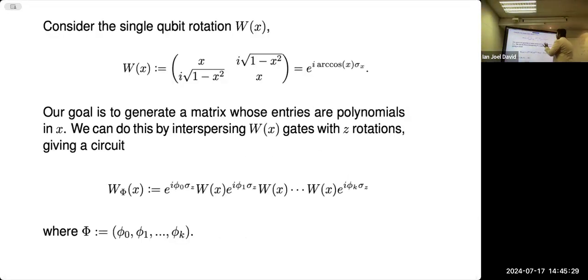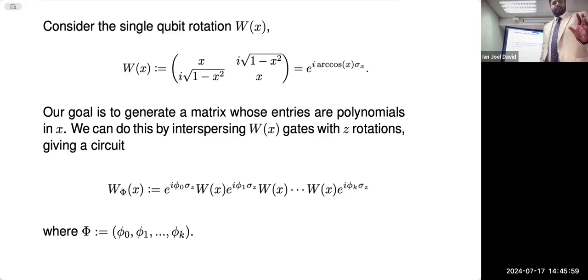So if you consider a single qubit rotation, which we'll call W of x, which is defined like this, this is just a 2x2 matrix, and it's a rotation where x determines the rotation angle, and you can always write this as e to the i arccos of x times sigma x. This is just a standard rotation, okay? And the reason why it's written like this is because x is just some real number, and arccos will then give you precisely the angle.